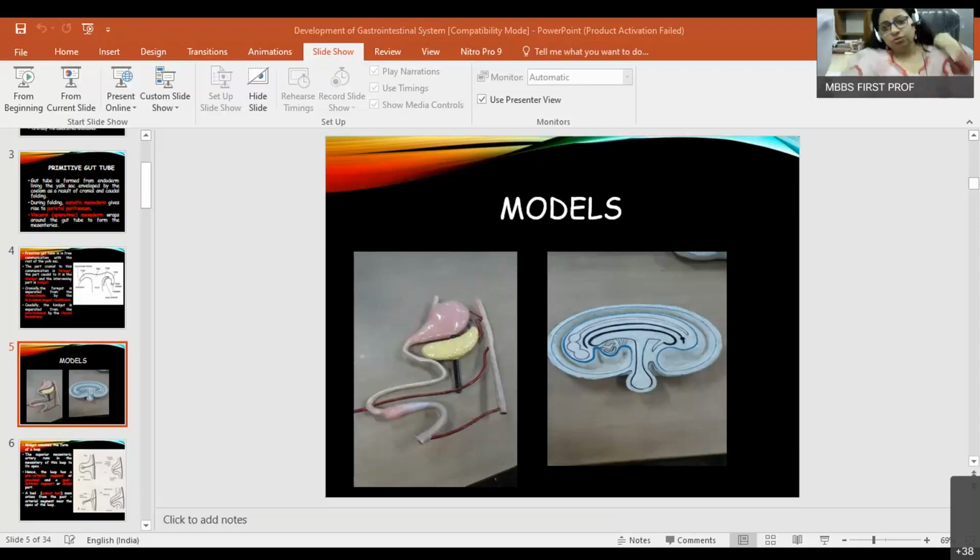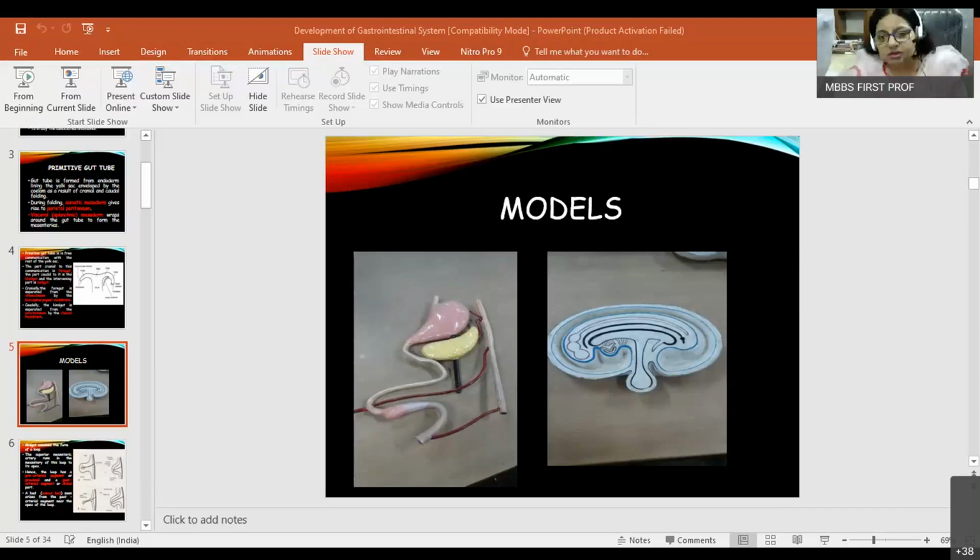So, as I told you, gut tube is basically endodermal in nature, derived from the yolk sac because of the head and tail folding. Head and tail is also known as cranial and caudal, because in embryology it is cranial and caudal instead of superior, inferior, or anterior, posterior. It is cranial caudal. Then somatic mesoderm gives rise to parietal peritoneum, and the visceral one gives rise to the mesenteries.